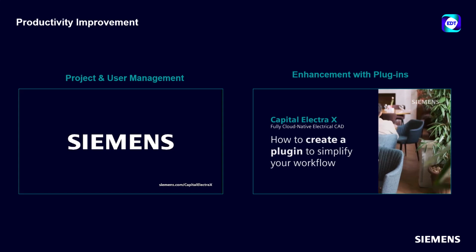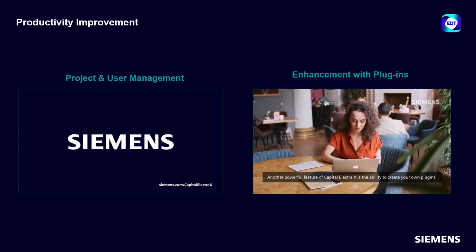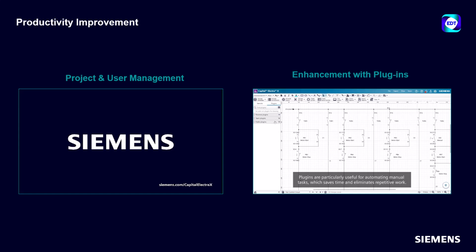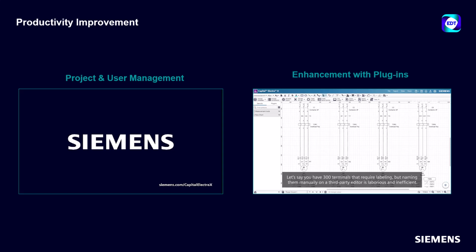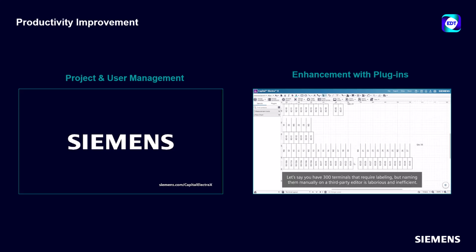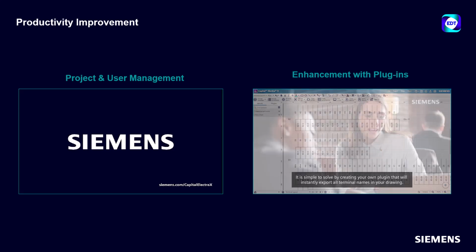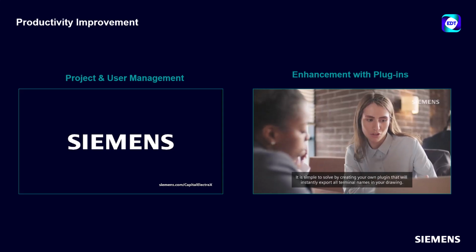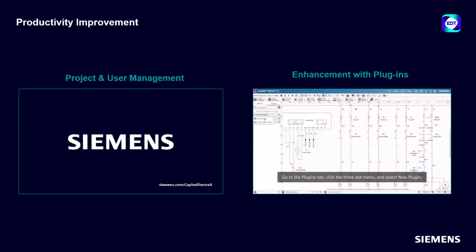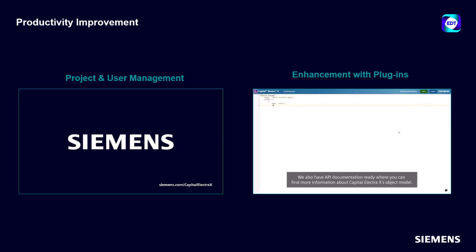Another powerful feature of Capital Electra X is the ability to create your own plugins. Plugins are particularly useful for automating manual tasks, which saves time and eliminates repetitive work. Let's say you have 300 terminals that require labeling, but naming them manually in a third-party editor is laborious and inefficient. It is simple to solve by creating your own plugin that will instantly export all terminal names in your drawing. Here's how. Go to the Plugins tab, click the three dots menu, and select New Plugin. Then, to begin writing the script, right-click on the new untitled plugin and select Edit Script.